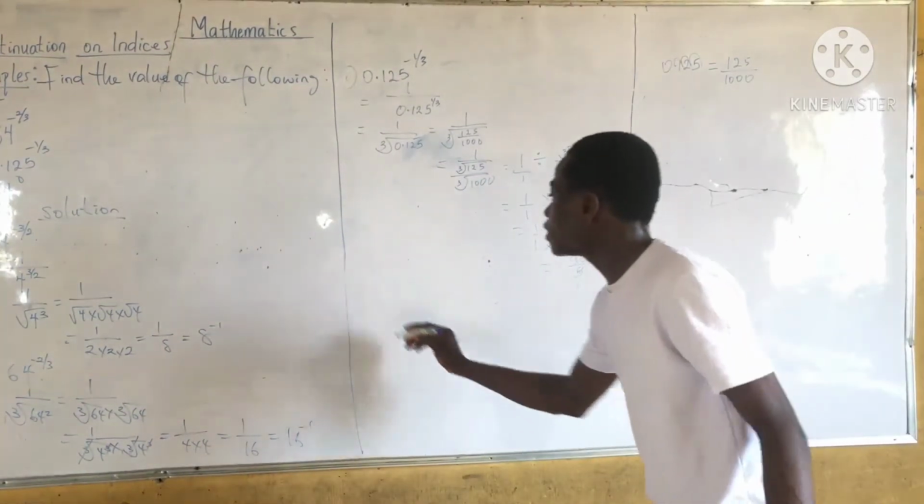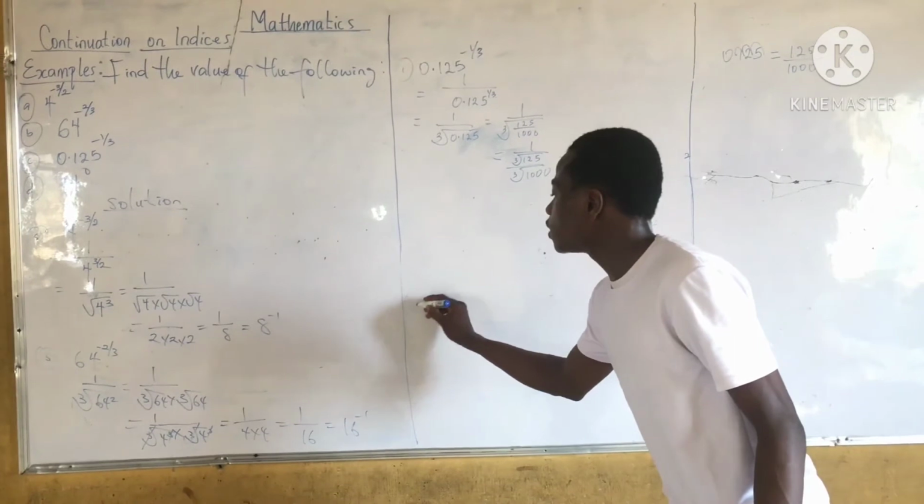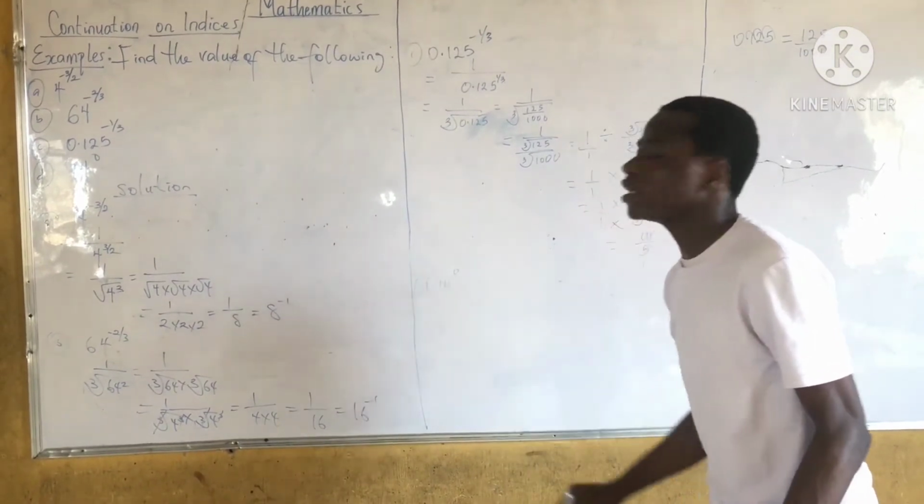Then the last one says 14 raised power 0. As I've said, any number raised power 0 will give us 1. So 14 raised power 0 is 1.